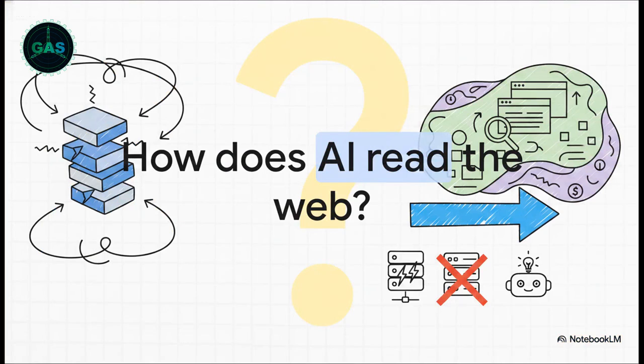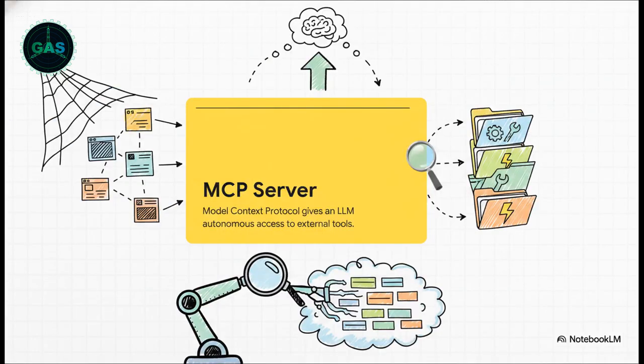So, you might be wondering, how does AI actually read the web? Historically, if you wanted to scrape a page, map out a site, or just grab a simple screenshot, you had to manually orchestrate these super rigid API endpoints. Honestly, it was exhausting. But modern AI stacks, they bypass this entirely. The absolute secret weapon here is an MCP server. That stands for Model Context Protocol.